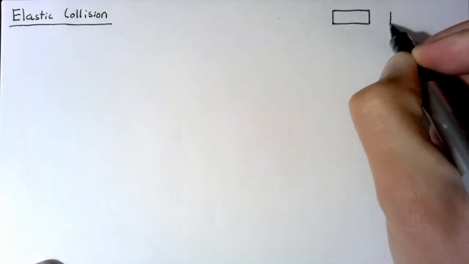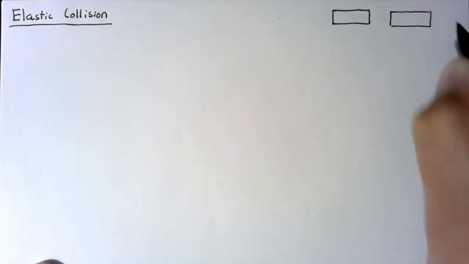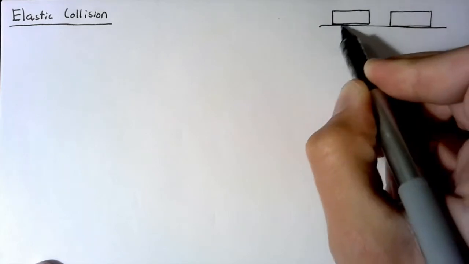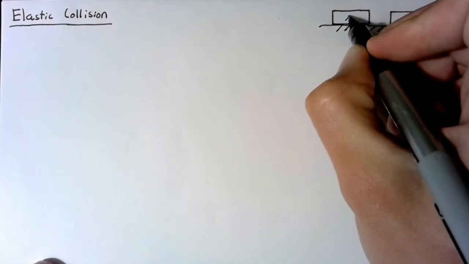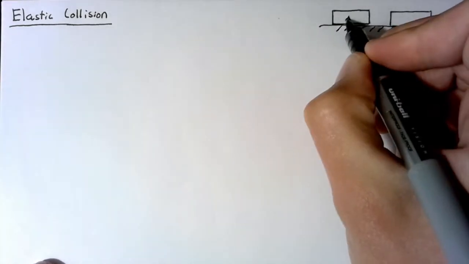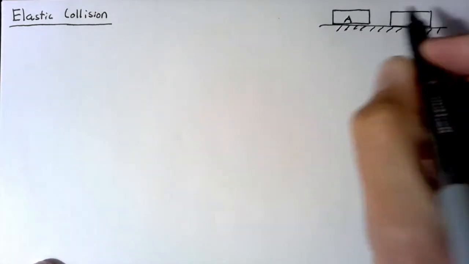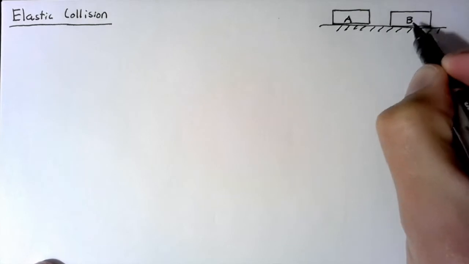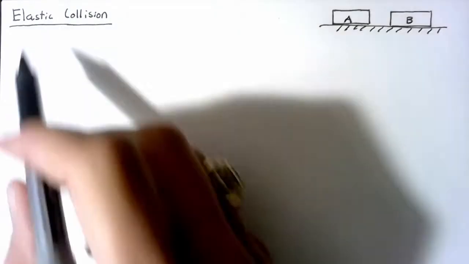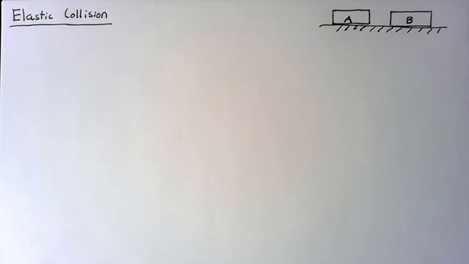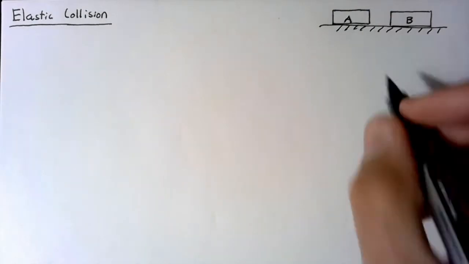Essentially, what this means is we have two blocks or two objects which are on a collision course. And through the process of collision, no energy is lost. So we're able to use both conservation of momentum, which is true for any collision, and conservation of energy, which is true specifically for this purely elastic collision.